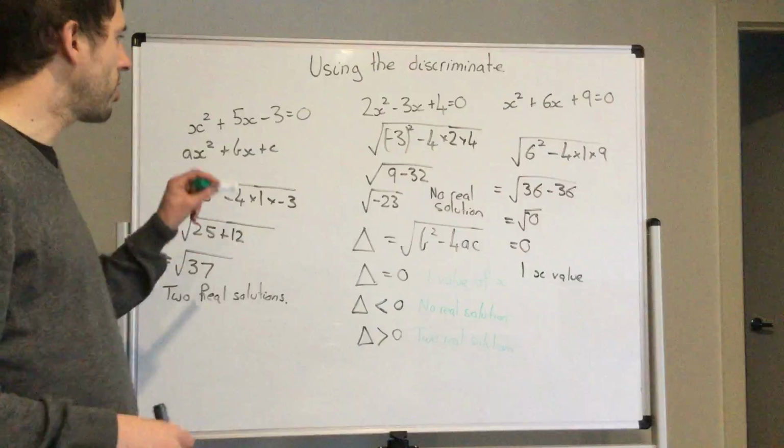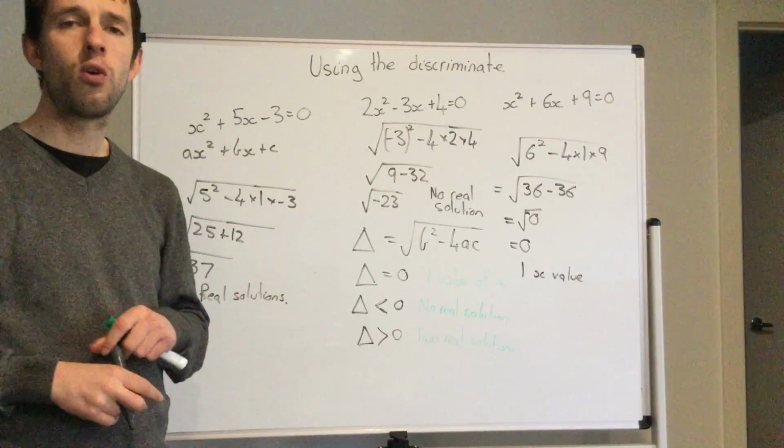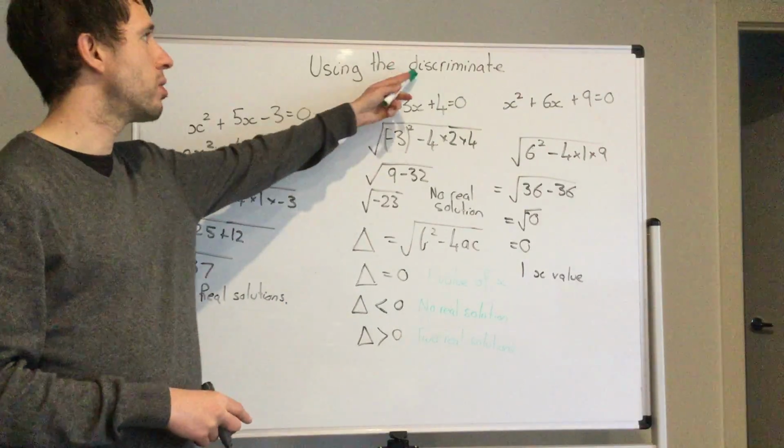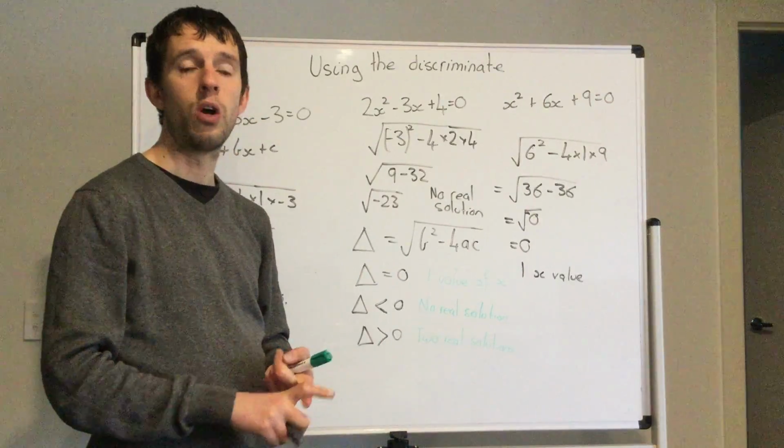And there we have it. So it's really important to understand where that comes from in the quadratic formula. Please look at the quadratic formula proof and also the discriminant proof as well.